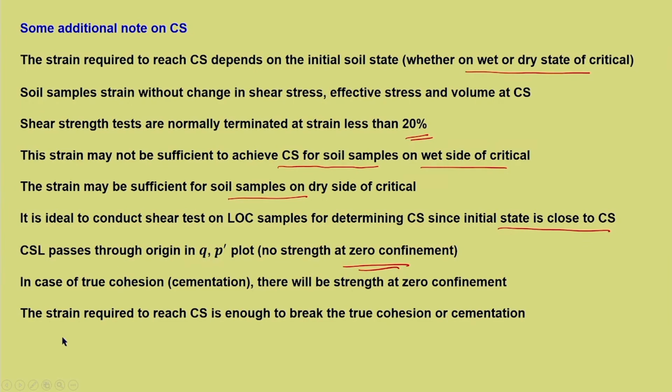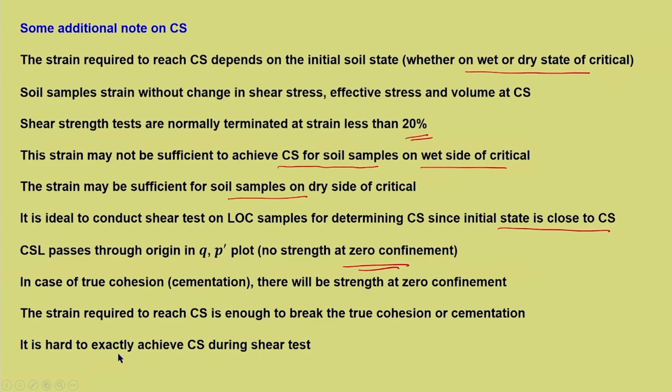Why? It is because the strain required to reach a critical state is enough to break the true cohesion or cementation. So when the particle undergoes shearing, it is undergoing volume change, and we know that under critical state there is the movement of soil particles more like a fluid, a frictional fluid we call it. So there is a turbulent motion of particles.